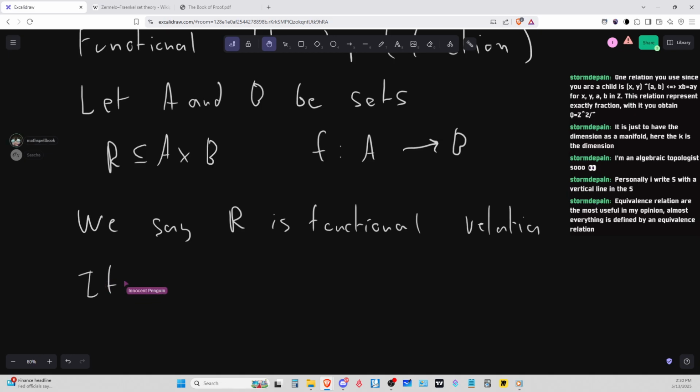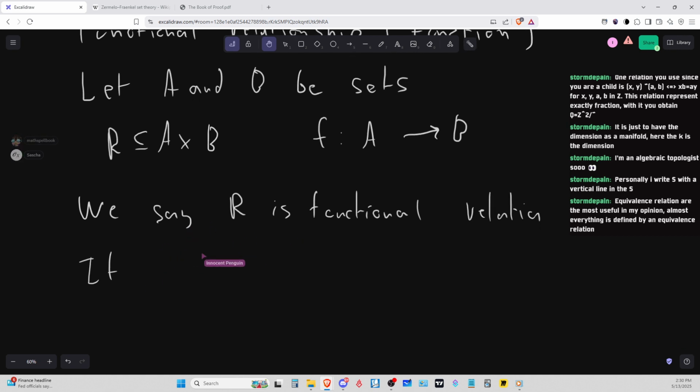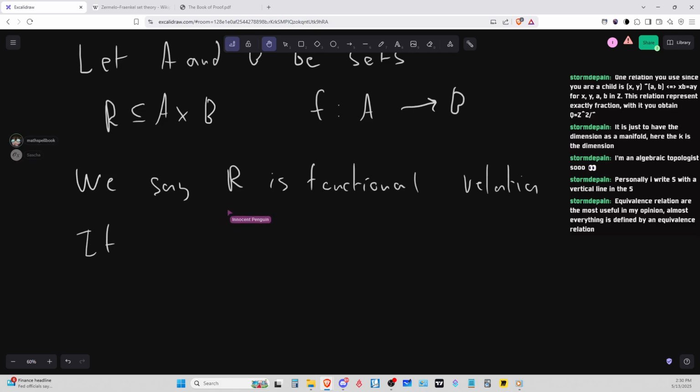Storm typed: equivalence relations are the most useful in my opinion. Almost everything is defined by an equivalence relation. We're going to use them to define the integers. That's what we would like to do today.